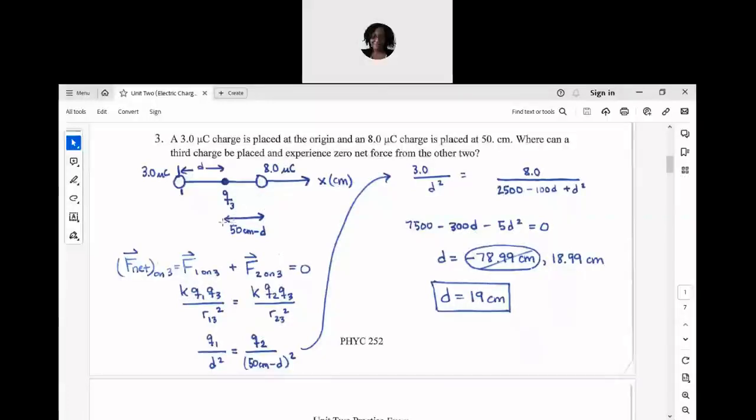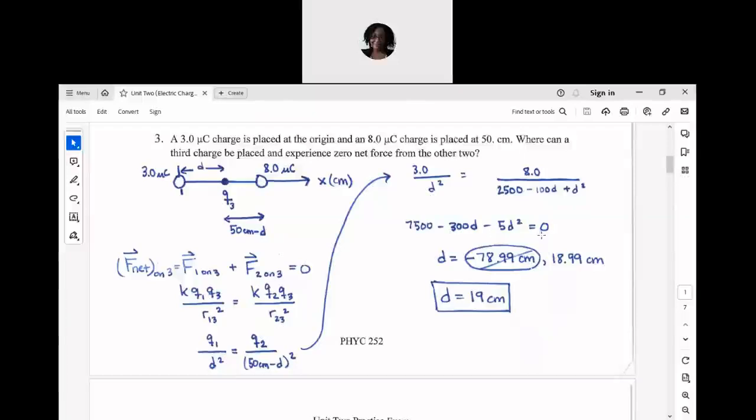And the next thing I needed to do was to find some way to communicate where charge 3 was relative to each of the charges' positions I know. I think we did this differently in the notes, but this time I chose the distance between charge 3 and the 8 microcoulomb charge to be 50 minus d. The distance between the 3 microcoulomb charge and Q3 was d. So I could use the FOIL method to figure out what 50 centimeters minus d quantity squared gives you.